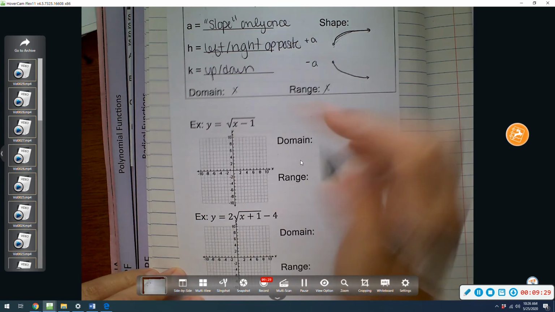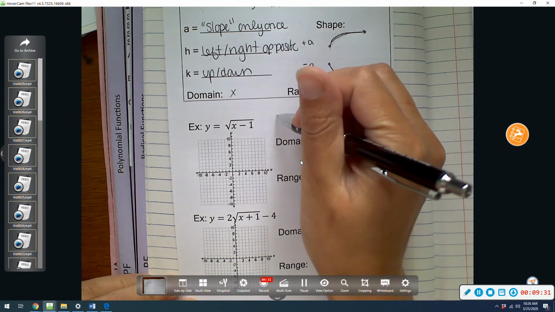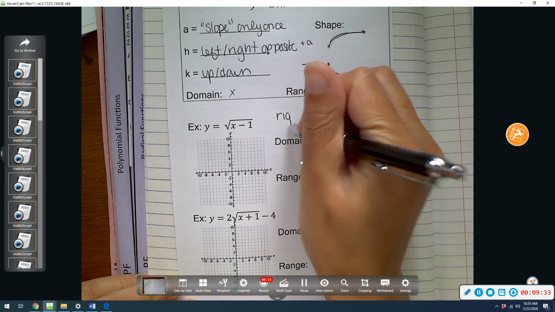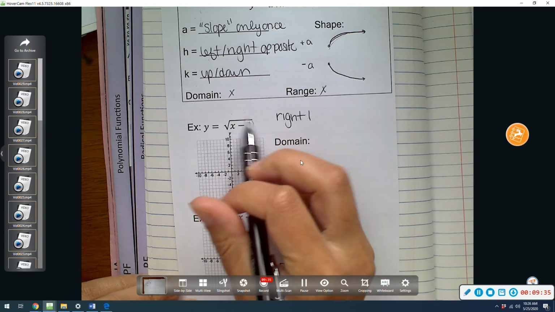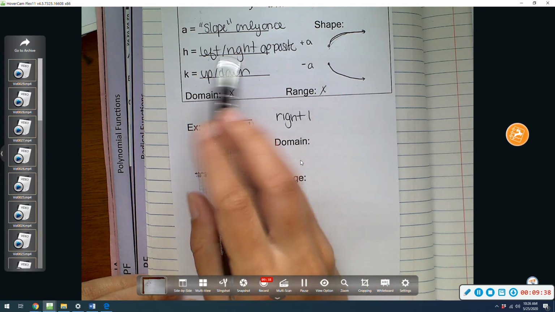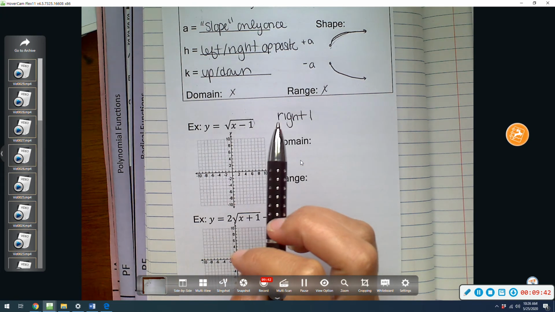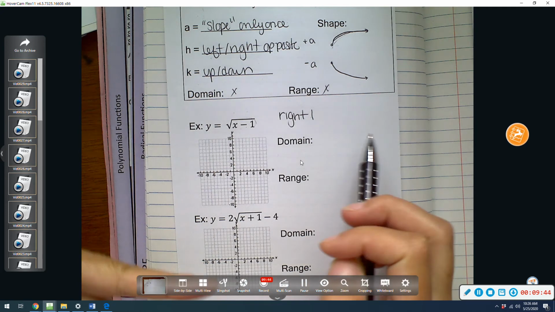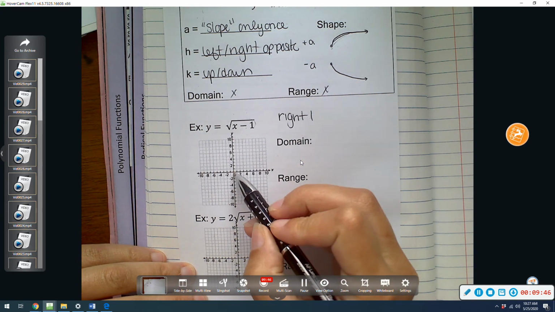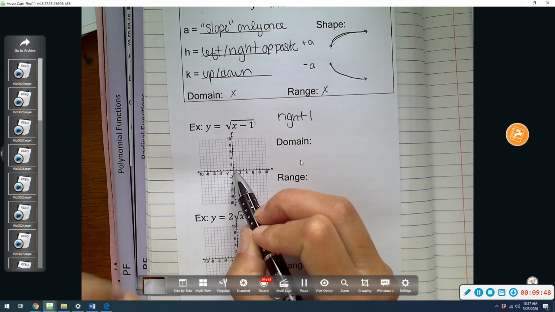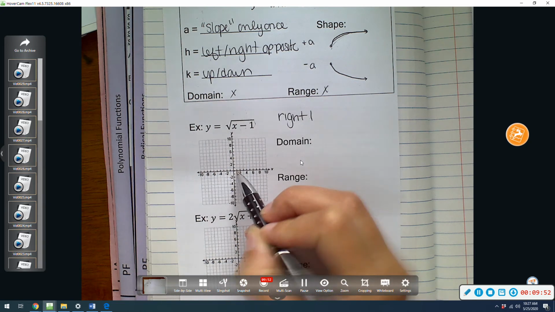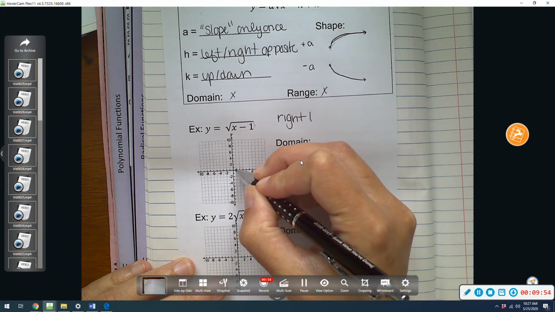Looking at this one, I can tell that this graph is going to move right 1 because this number is inside, and inside moves left or right but opposite. So since I see a minus 1, it's actually not going to go to the left one, it's actually going to go to the right one. So I always start at 0, 0 because that's where that base function starts, but then I'm going to shift it all to the right 1, and that's going to be my starting point.